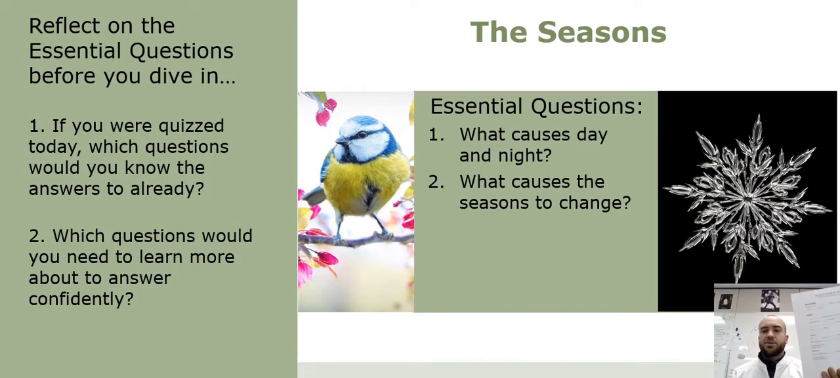Okay, so we got some notes that go with this. Yours are digital. You can also print them off. And we got two big essential questions today. What causes day and night? What causes our seasons to change? Day and night's super easy. So what causes day and night? It's caused by the rotation of Earth's axis. That is going to be the first note that you have. So day and night is caused by rotation.